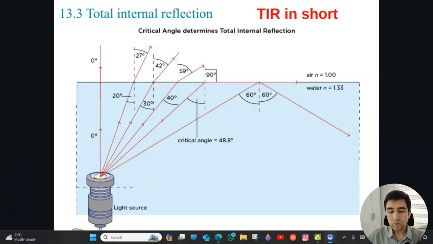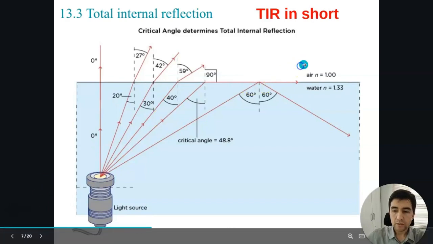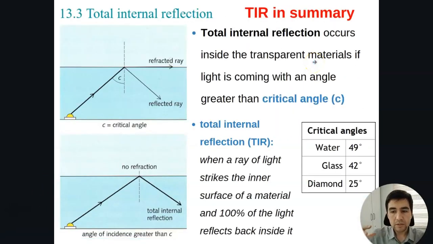So take a note, total internal reflection only happens when the light goes from some medium into the air, not the reverse. In the reverse, it is not possible. Okay, so let's continue. To summarize, total internal reflection occurs inside the material, not from air to material, if the light is coming with an angle which is equal to or greater than the critical angle, which we show as C, critical angle C.